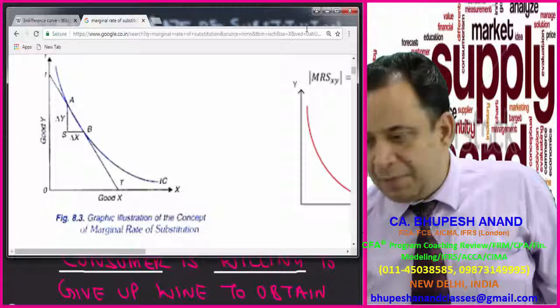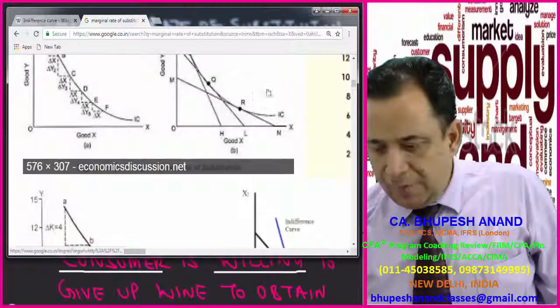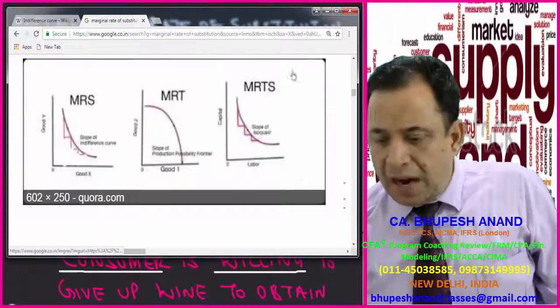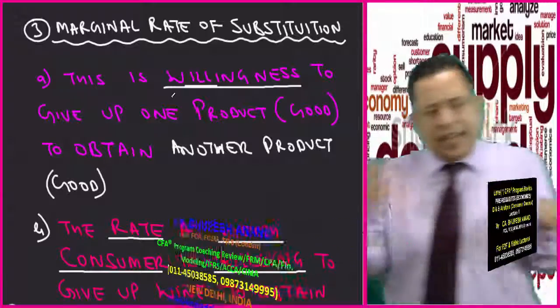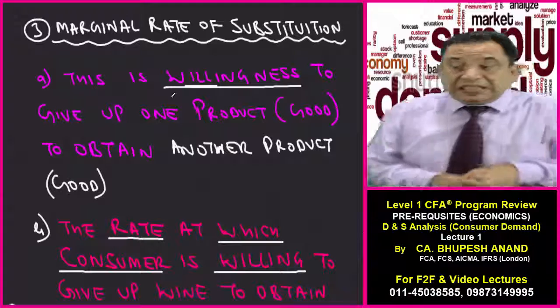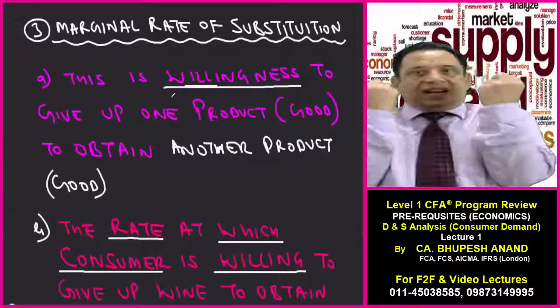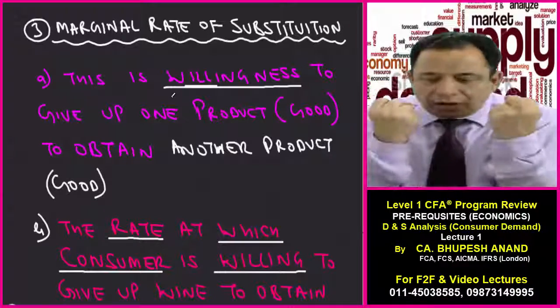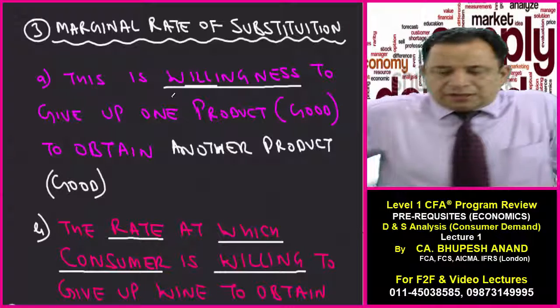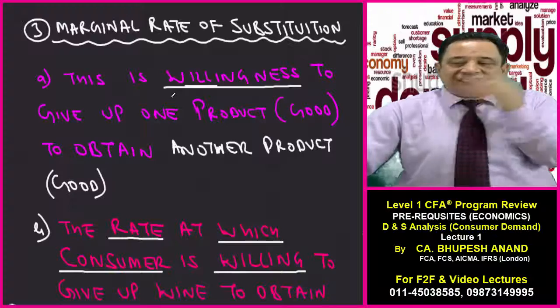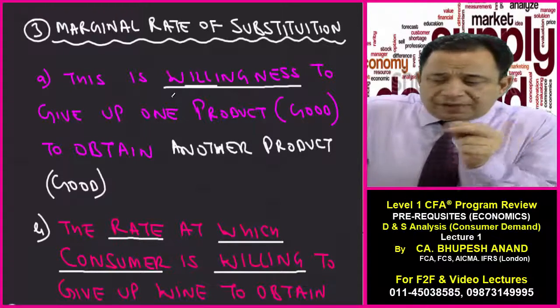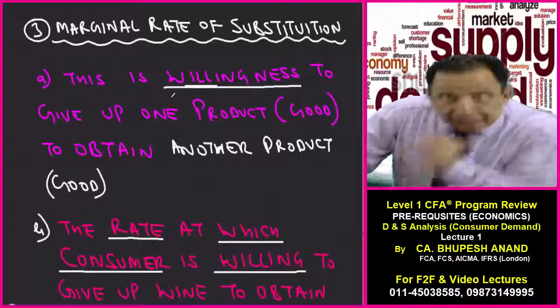So the same concept I want to tell you today: these are the marginal rates of substitution. So firstly, write down point A. Then again, I will be telling you with the help of a case study. This is the willingness to give up one product to obtain another product.